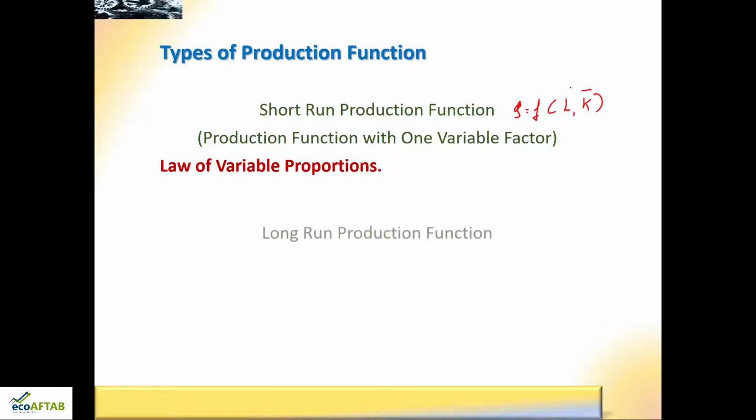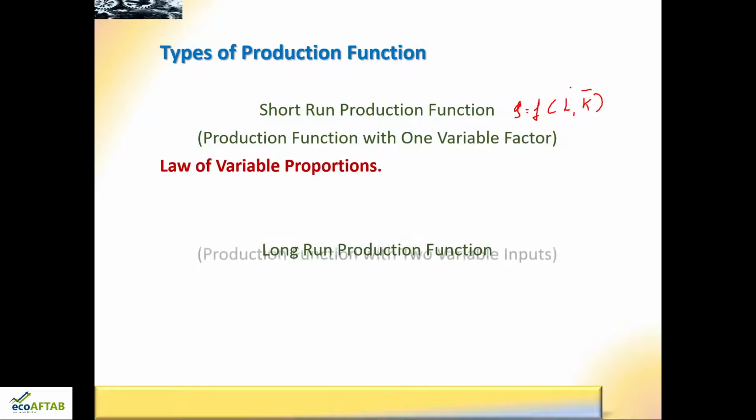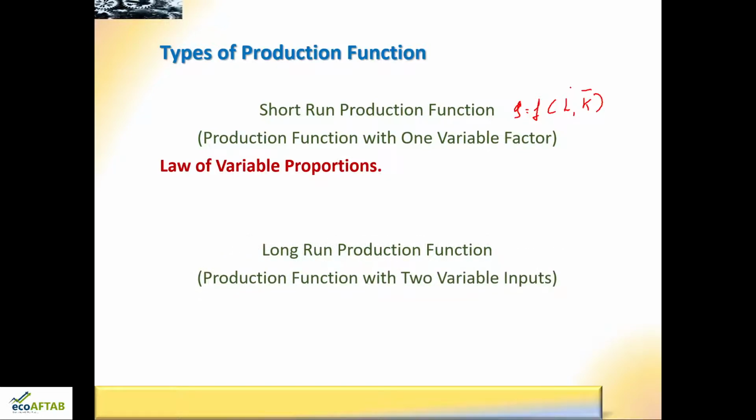And the next is long run production, which is called as production function with two variable inputs. Here what will happen? Q is equal to F of labor and capital, and both are variable. So that becomes our long run production function. And here comes into picture one topic which is called as isocons. Isocons is very similar to indifference curves. Indifference curves speak about consumption, isocons speaks about production. So we need to understand about isocons.